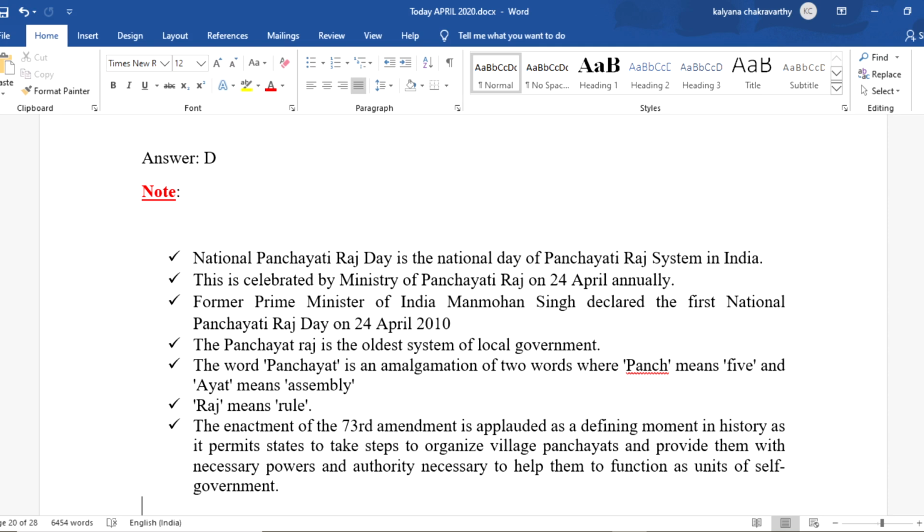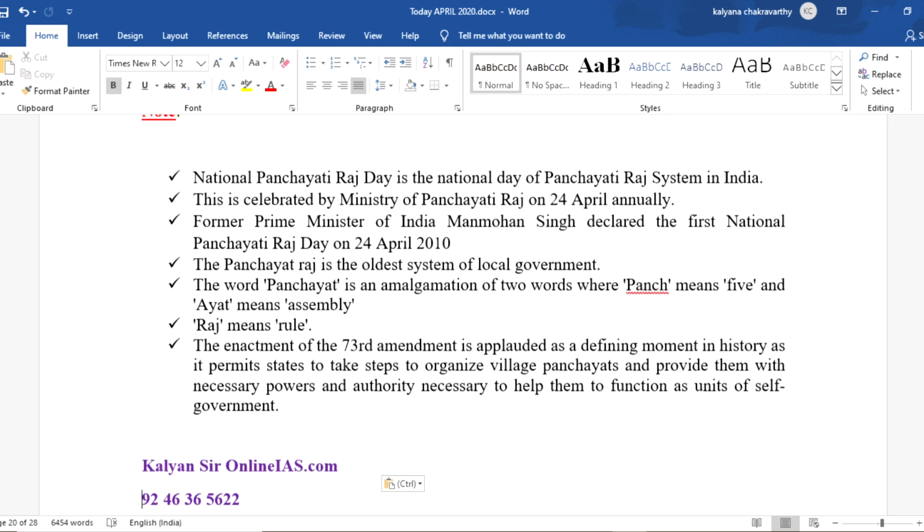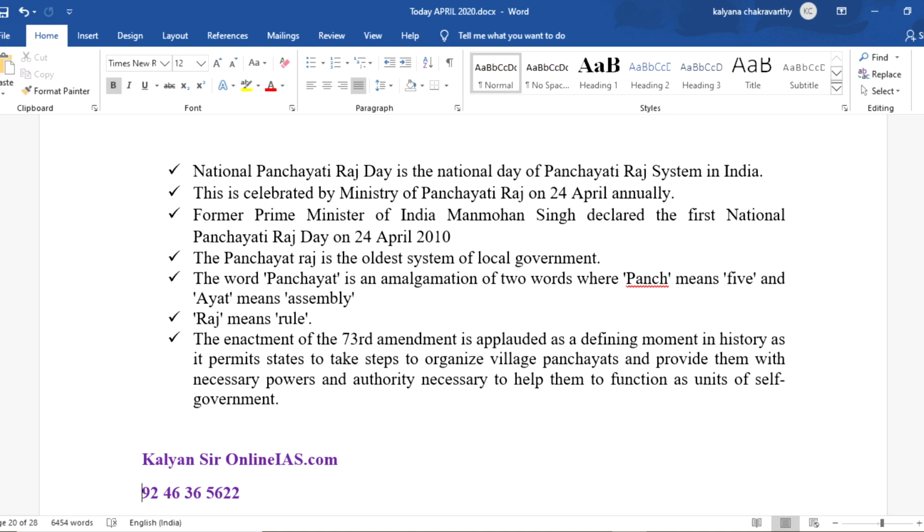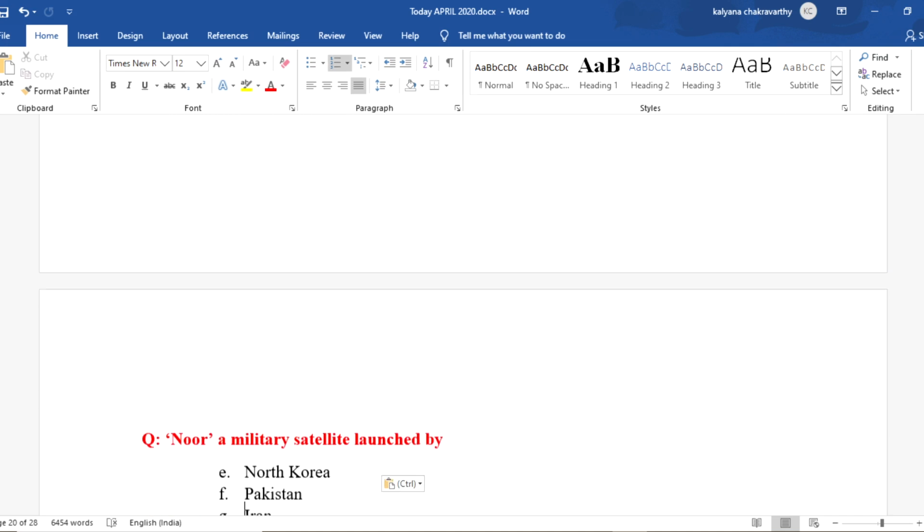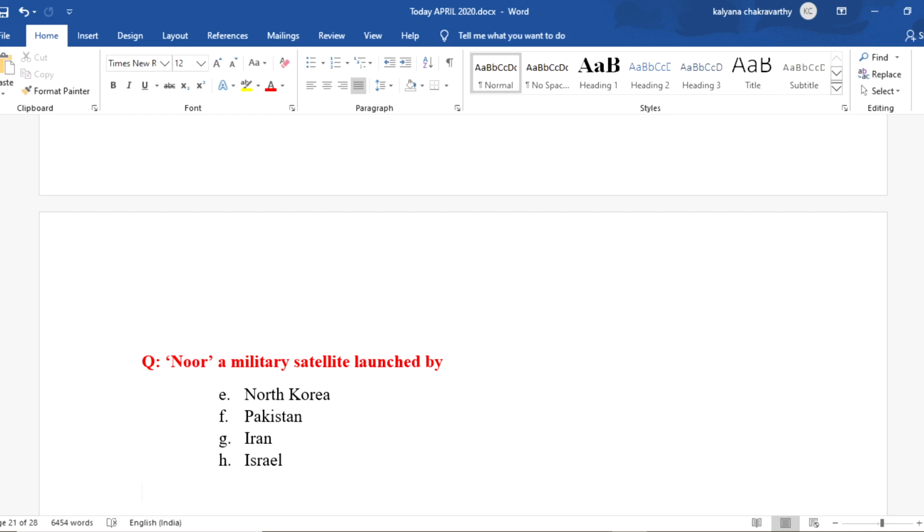Look at the last point. The enactment of the 73rd Amendment is applauded as a defining moment in history, as it permits states to take steps to organize village panchayats and provide them with the necessary powers and authority to help them function as units of self-government. Very, very important one. Kindly remember every point that I have discussed with you, along with the dates. And if you move forward, one more piece of information is there.